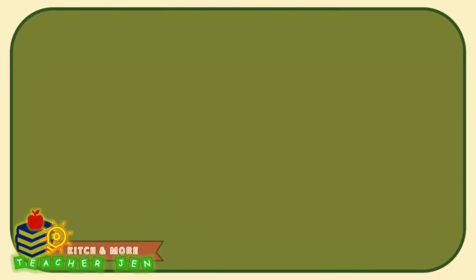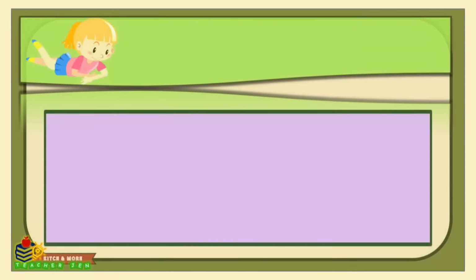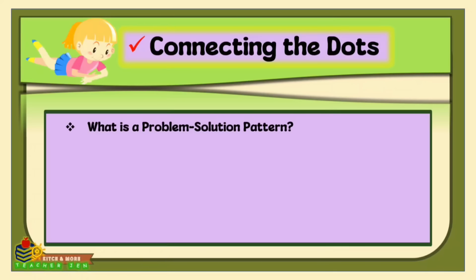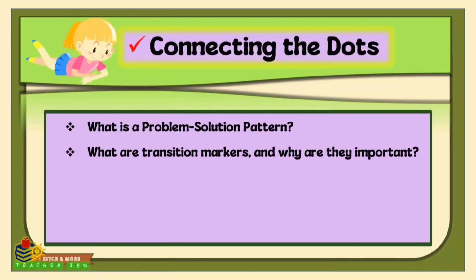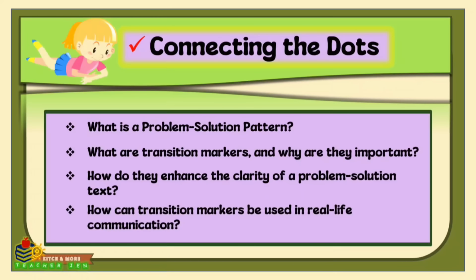Now let's try to connect the dots. Here are the questions for discussion. First, what is a problem-solution pattern? What are the transition markers and why are they important? How do they enhance the clarity of a problem-solution text? And how can transition markers be used in real-life communication?